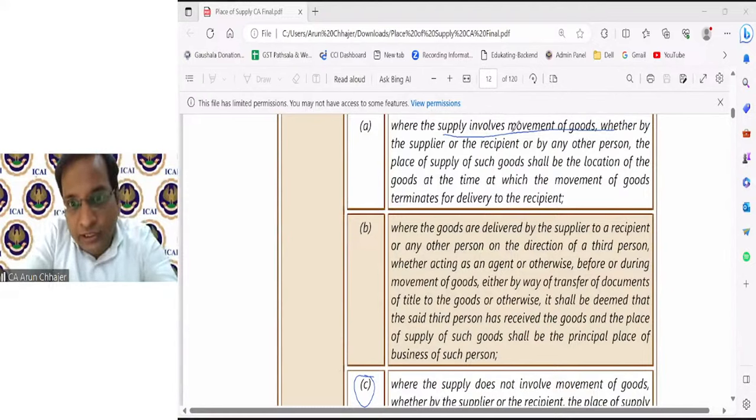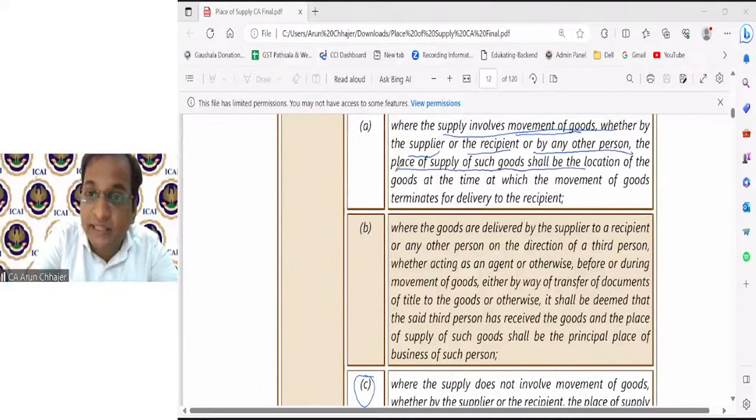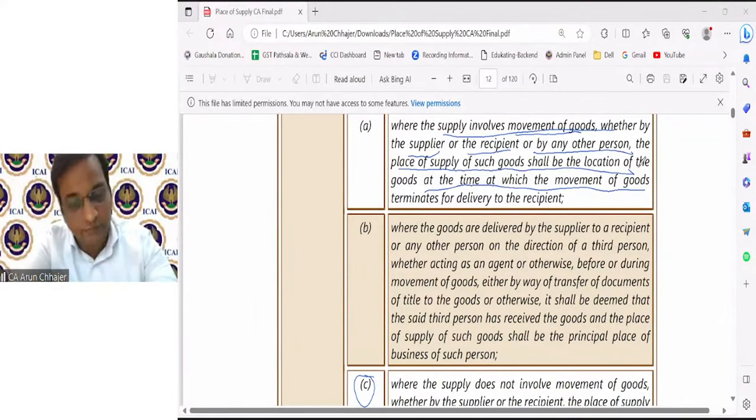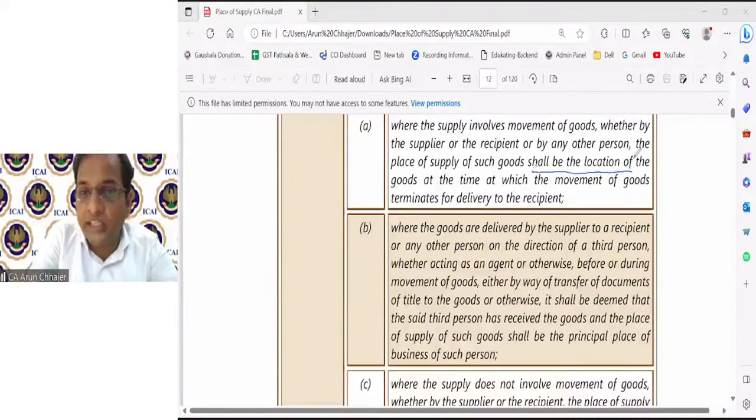Where the supply involves the movement of the goods, whether by the supplier, or by the recipient, or by any other person, the place of the supply of such goods shall be the location of the goods at the time at which the movement terminates for delivery to the recipient. What is the place of supply? The location at the time at which movement terminates for delivery to the recipient.